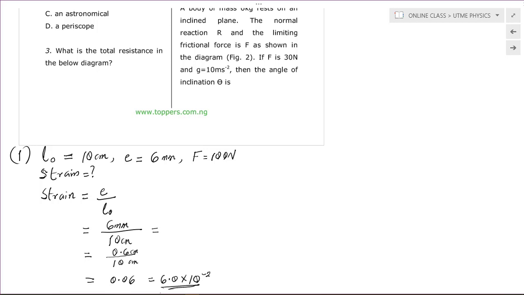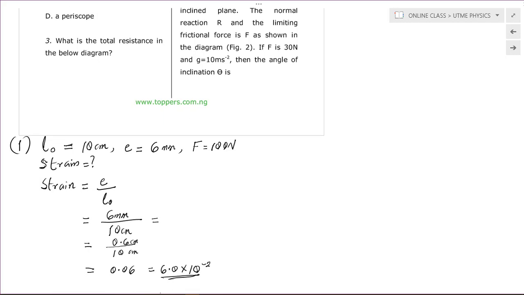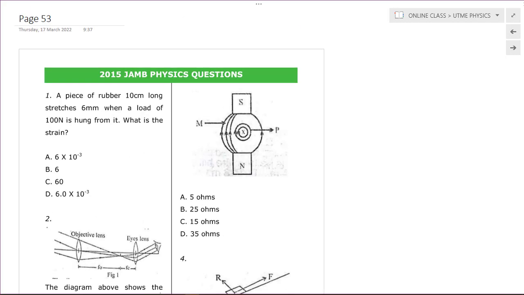Let's check the answer part. From the answer, none of the answers is correct because if you look at A and B and D, they are the same thing. So perhaps you made a mistake while trying to write the solution.